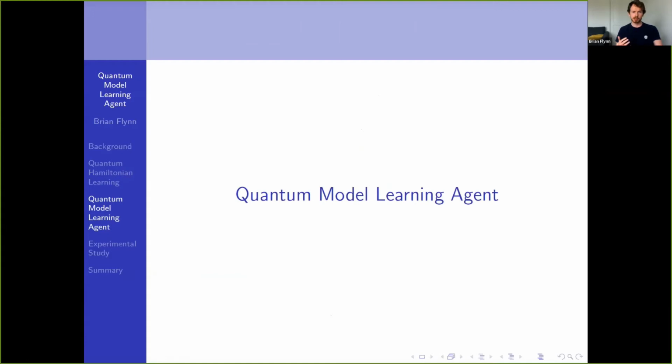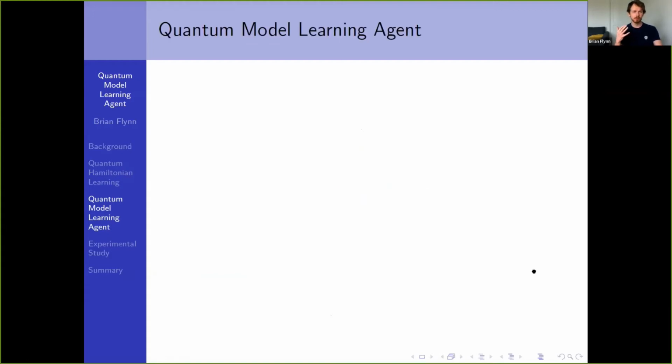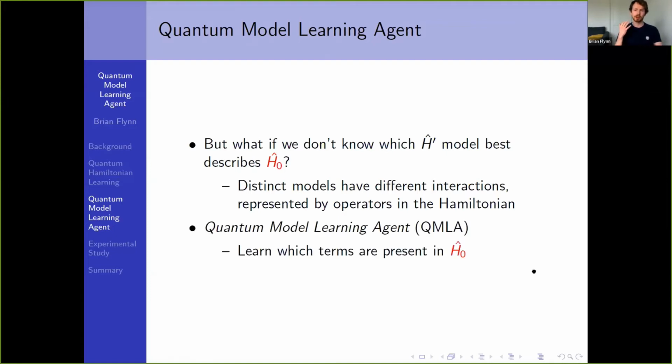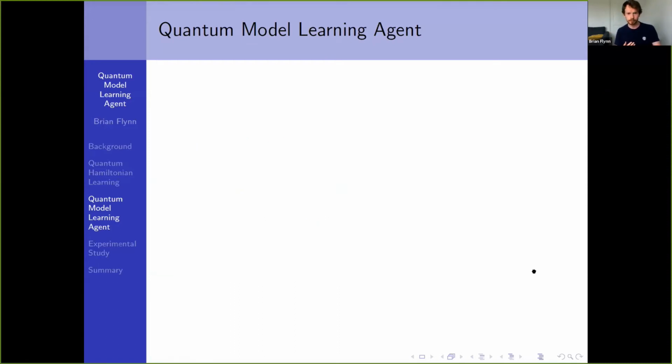So the quantum model learning agent, to move on, the sort of natural next question you might have would be to say, well, what if I didn't know which model best described my system in advance? I wasn't able to describe H like that in advance. And you know, different physical systems have different interactions. They give you different operators in your Hamiltonian, so you get a completely different model. So QMLA is going to try and learn what terms or what operators are in your best representative model.